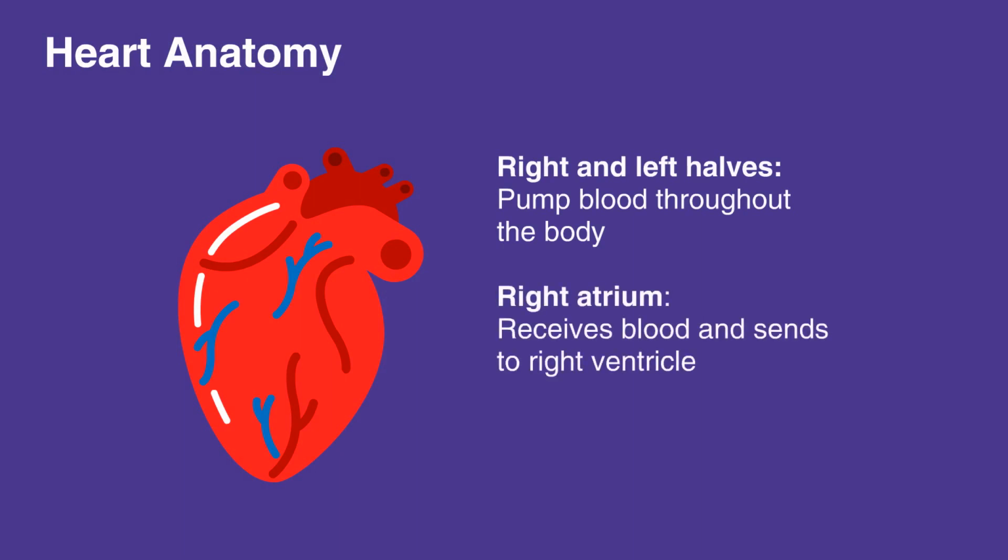The right atrium receives blood from the body and sends it to the right ventricle to be sent to the lungs for oxygenation. The left atrium receives the newly oxygenated blood and sends it to the left ventricle to be sent throughout the rest of the body. Valves between each chamber prevent reverse blood flow.